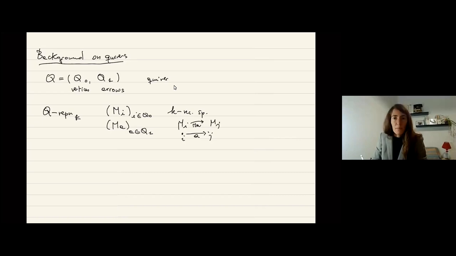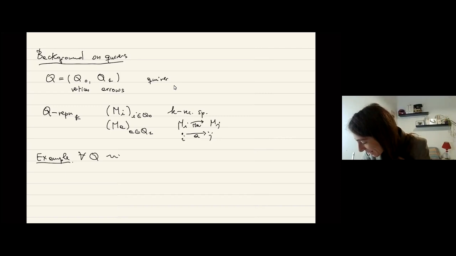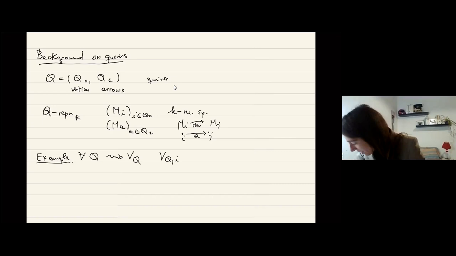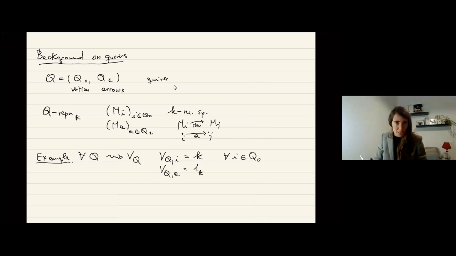Let me make a boring example, but it's going to show up afterwards so that I can set some notation. Whenever I have a quiver, I can define the boring representation V_Q over K. I just have a one-dimensional vector space for any vertex, and then for any edge, I just have the identity map. It's a bit boring, but it's going to be useful.